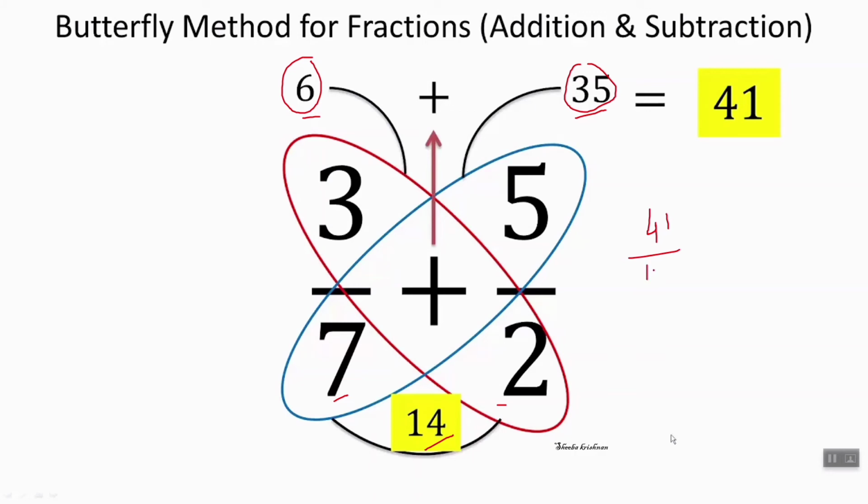So 41 by 14. That means it is an improper fraction. We can change it into a mixed number. That means there are two 14s in 41. So then the remaining 13. So 2 13 by 14.